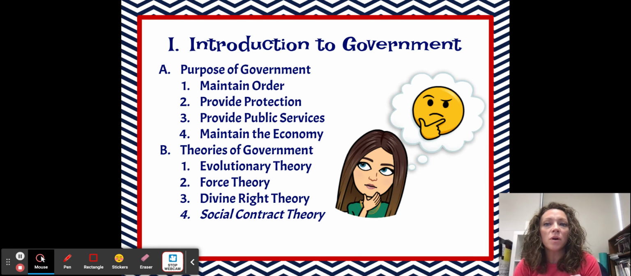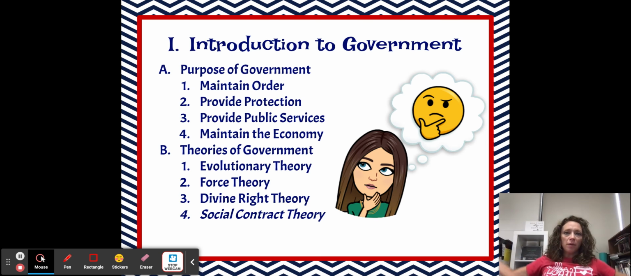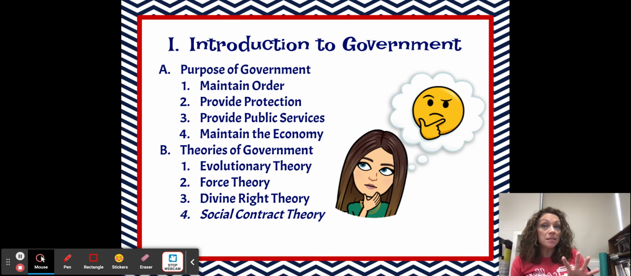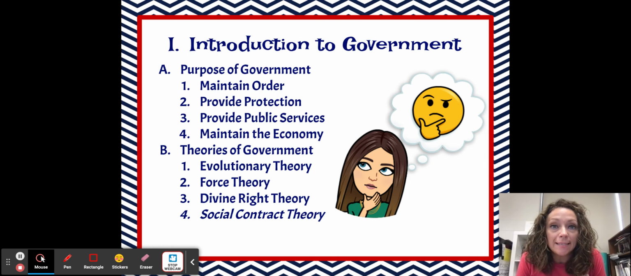We also have four different ideas, four different theories on how government came to be. If we think all the way back at the beginning of time, how did government just pop up? There are four different ideas that people have about where government came from. The first one's called the evolutionary theory, and this is not the evolutionary theory of science, okay? In this instance, we are talking about how a government system may have evolved from family. If you think about your family, someone who is responsible for providing these things for you, that would be the evolutionary idea, okay?